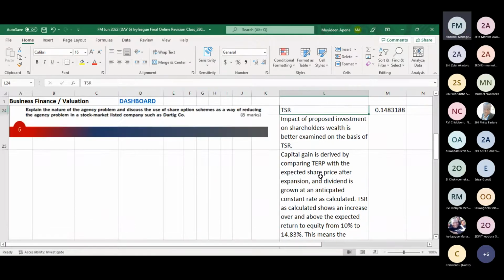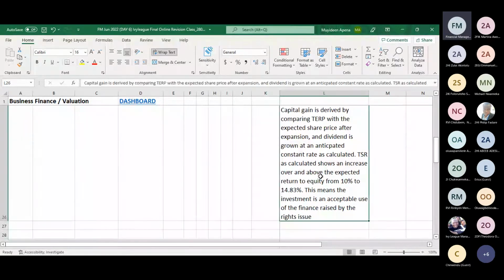So this is what we are going to say, and it makes a lot of sense that the return that will be generated from this surpasses the cost of equity. So it means that investing by way of rights is an acceptable source. Any question?